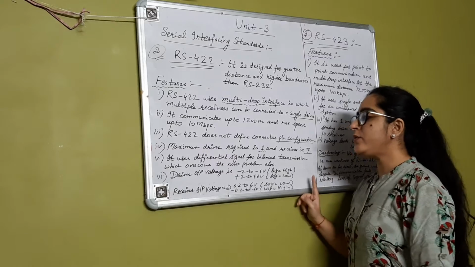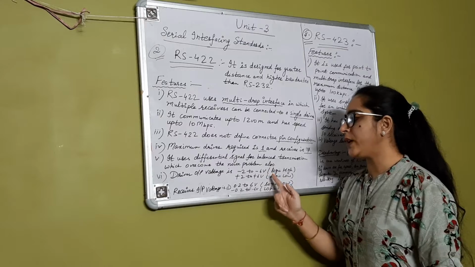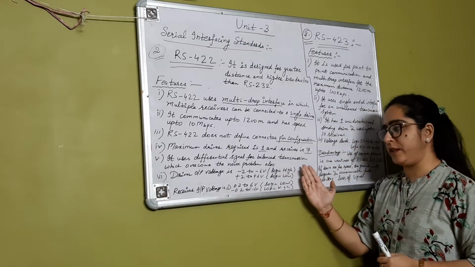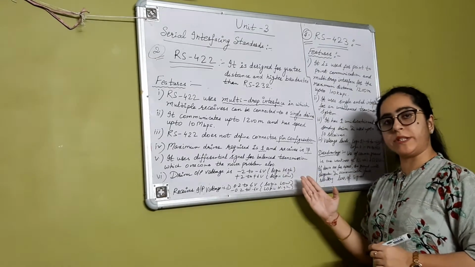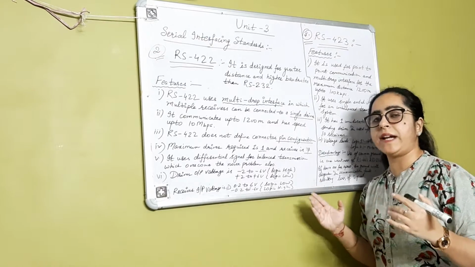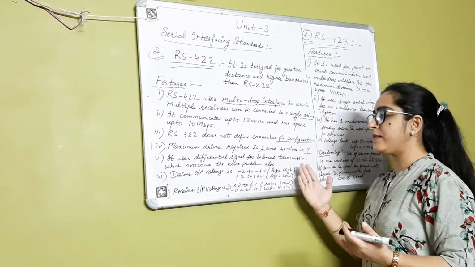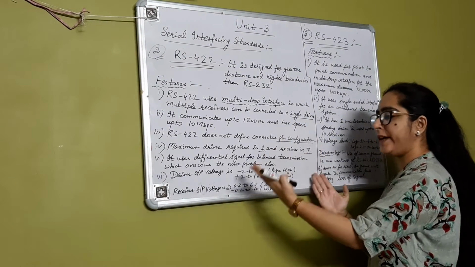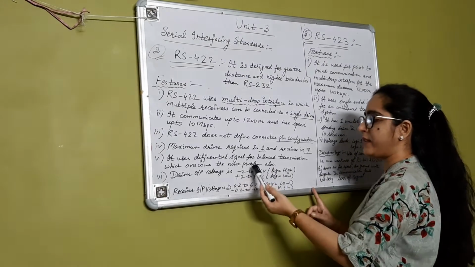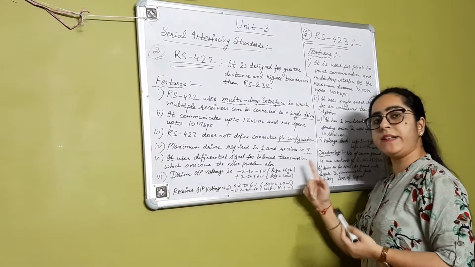Now it uses a differential signal for balanced transmission, which overcomes the noise problem also. In RS-232 cable, because of the common ground, if the distance is larger, due to noise the signal gets completely lost. This disadvantage was overcome by the RS-422 connector.